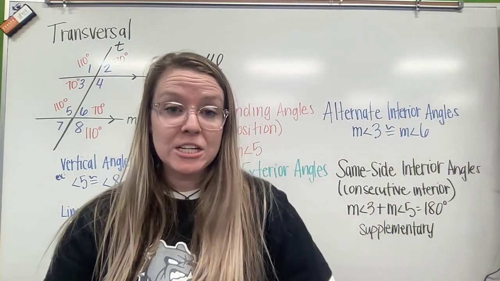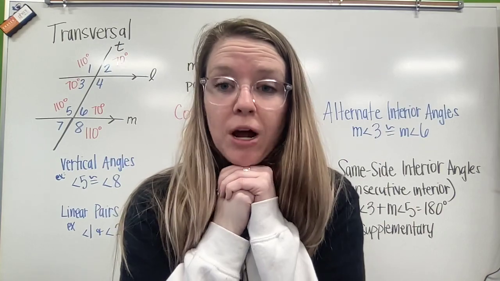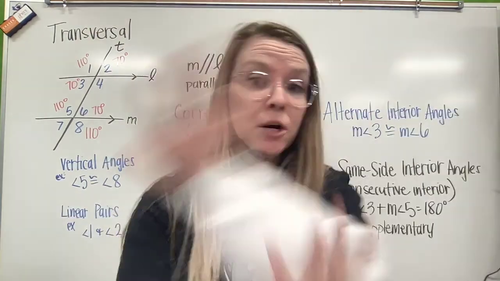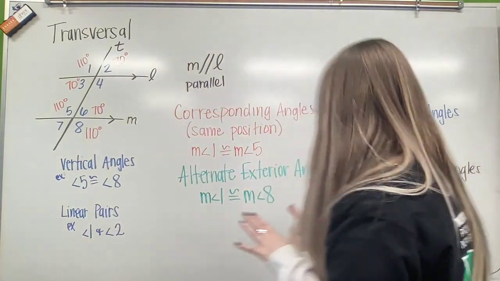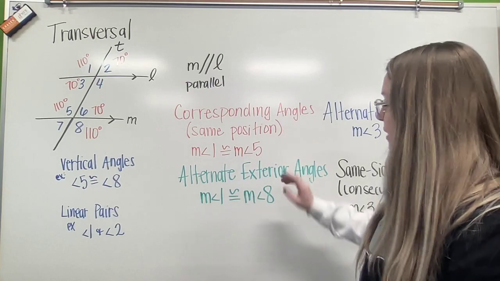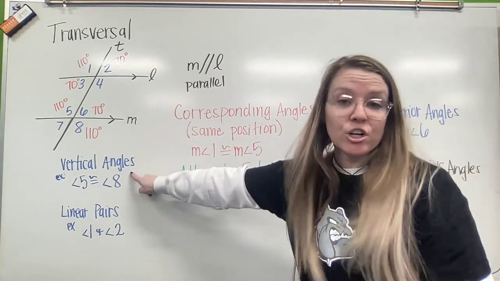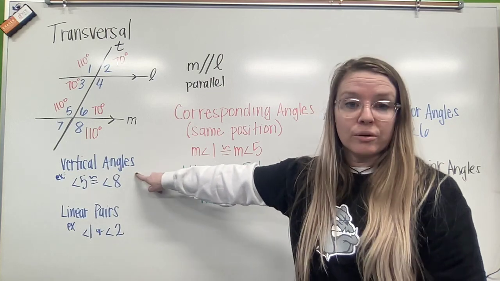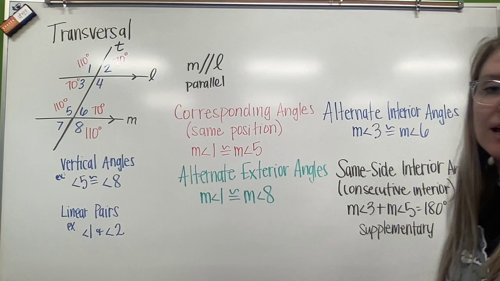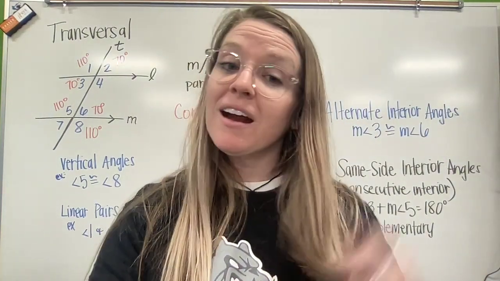It's a lot of information there. We're going to go ahead and use those in class. Take a look at the practice problems. We just got to know these relationships. Everything's congruent unless they add up to 180. Corresponding, alternate exterior, alternate interior, and vertical angles, they're all congruent. Linear pairs and same side interior add up to 180 degrees. Good little summary there. Good luck.